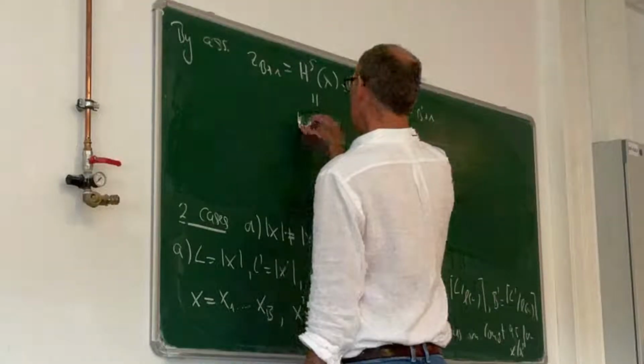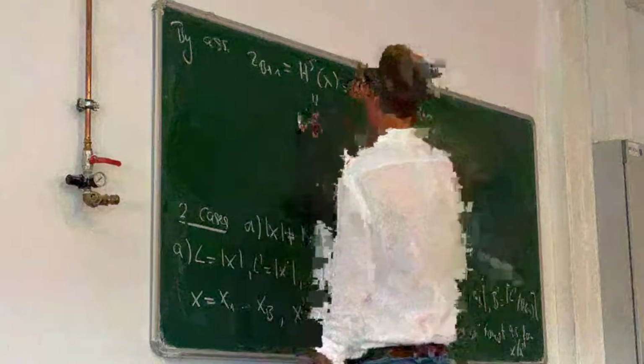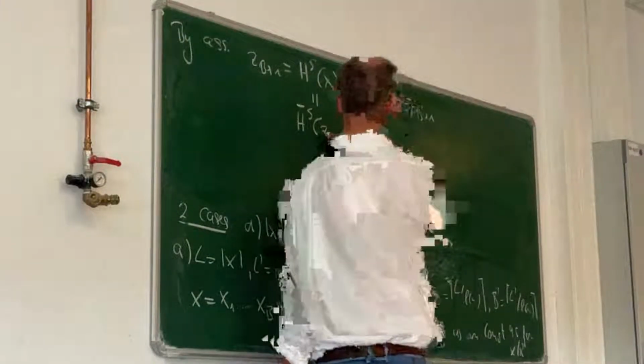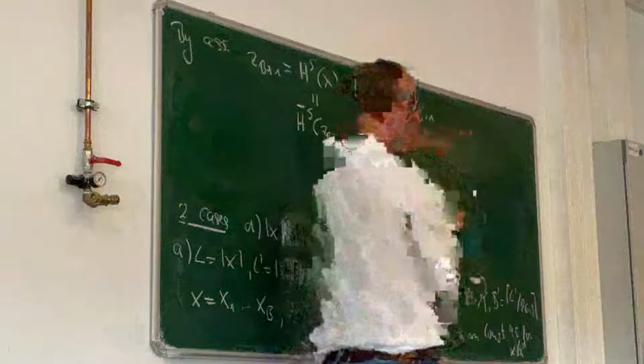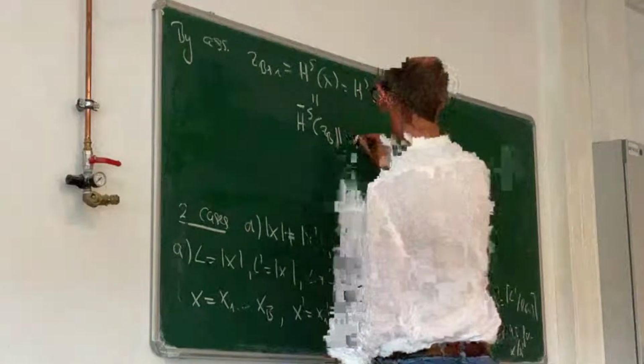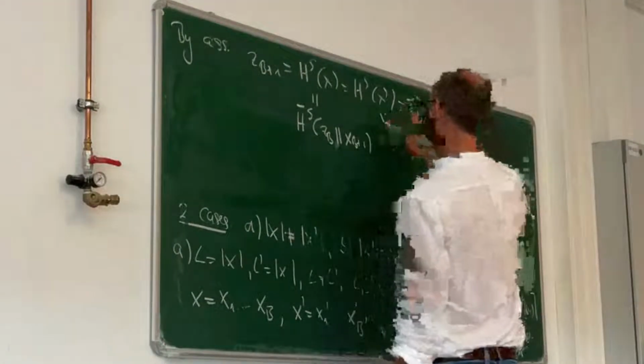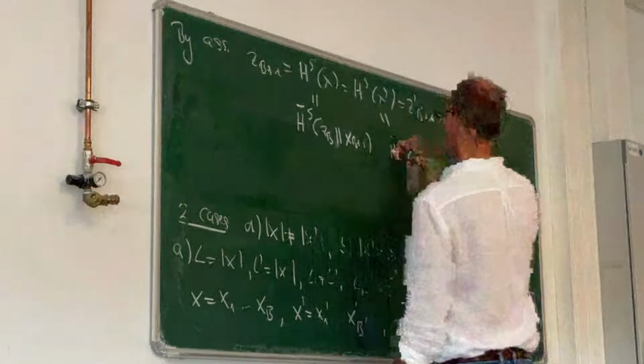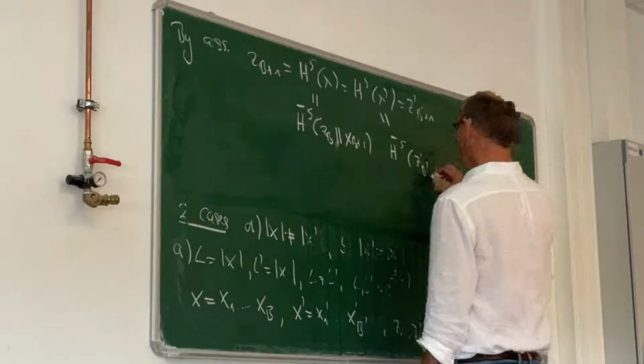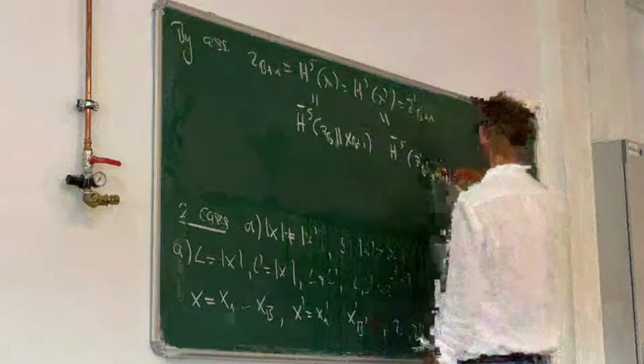However, this we know is h bar of s of z B concatenated with the last block, with the length of this thing, right? So this is x B plus 1, and this guy here is h bar of s of z prime B prime concatenated with x prime B prime plus 1.